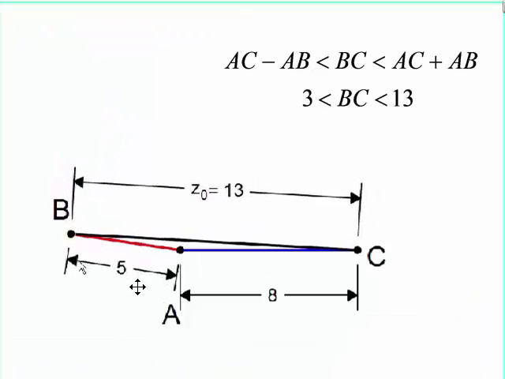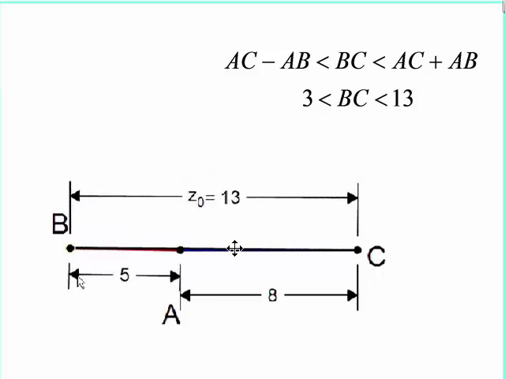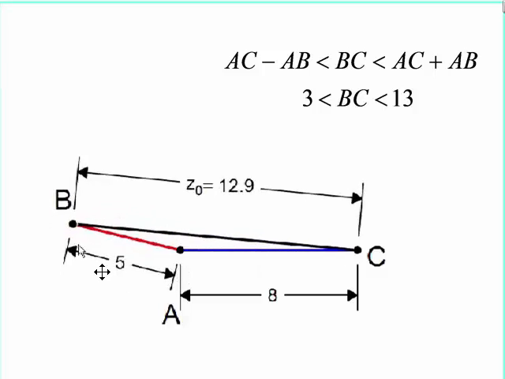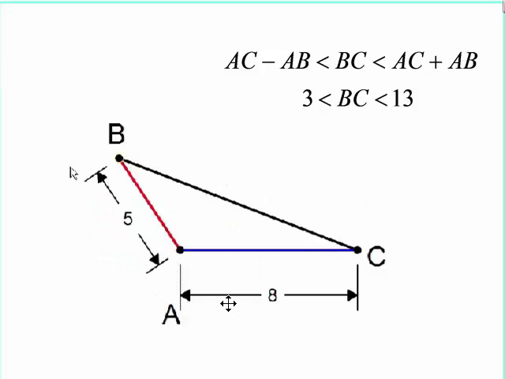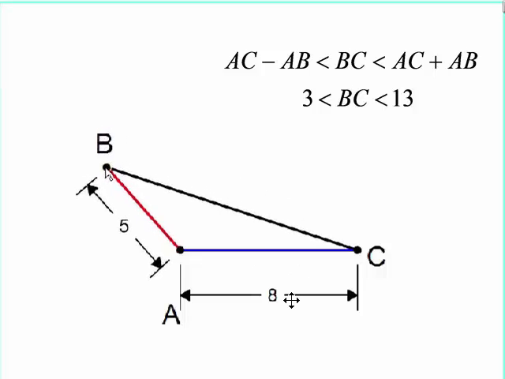Now look at this. As this slips down, look. When it's 13, it's a straight line. It's not a triangle anymore. So you can't say the sum of those two sides add together to create this BC.